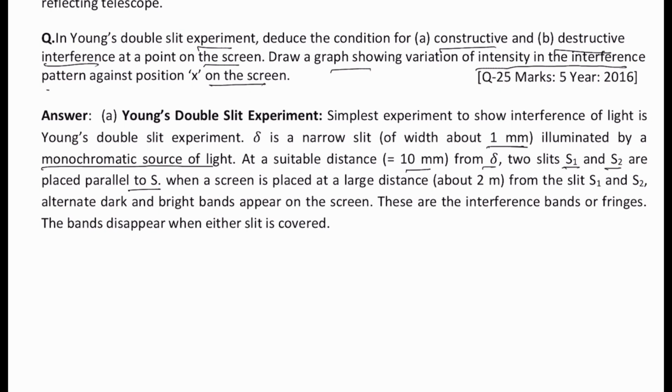When the screen is placed at a large distance, about 2 meter from the slits S1 and S2, where the interference is obtained, alternate dark and bright bands, meaning the interference pattern, appear on the screen. These are the interference bands or fringes. The bands disappear when either slit is covered. So if you cover the slit, then the bands disappear. Okay, so let's see.